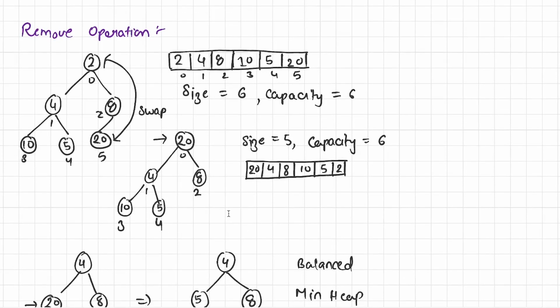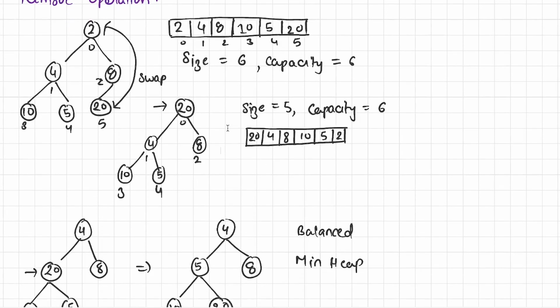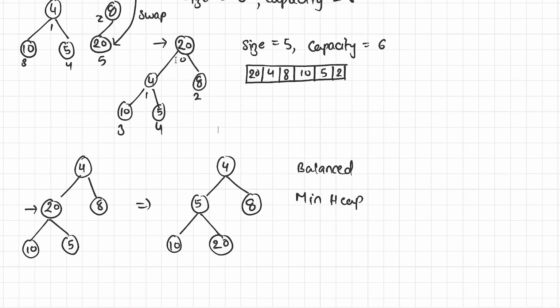Now you can see that this 20 is violating the property of minimum heap. So we have to move this 20 to its correct place. To achieve this, again we have to call the Heapify algorithm on this node. We find the minimum among all the elements, and the minimum element among 20, 4 and 8 is 4. So we are going to swap this 4 with the root element. And after swapping, we get the structure like this.